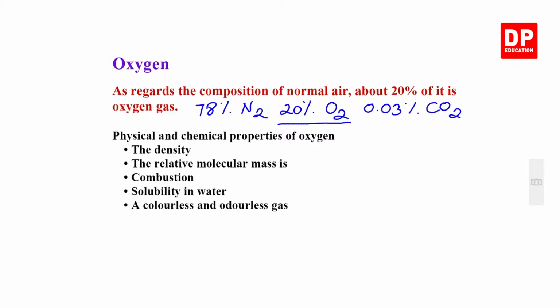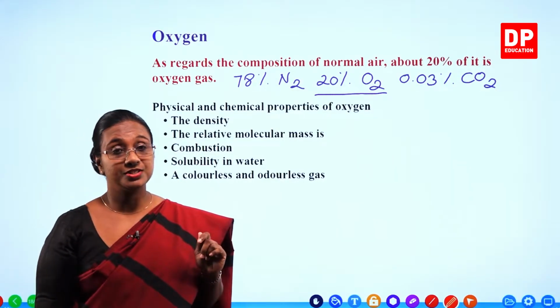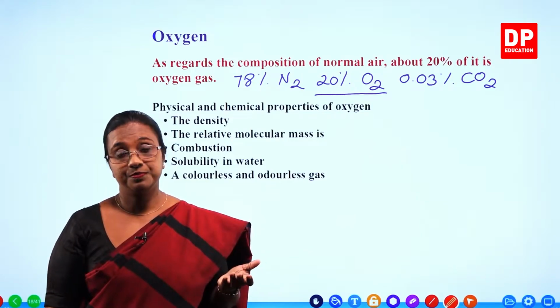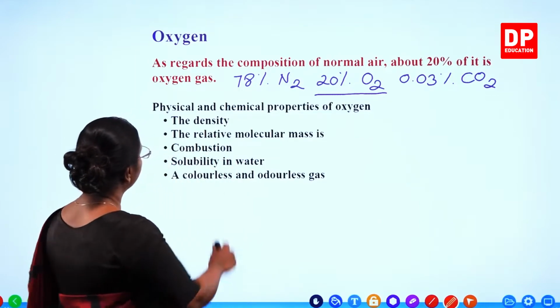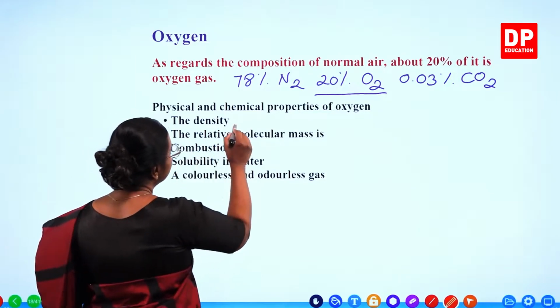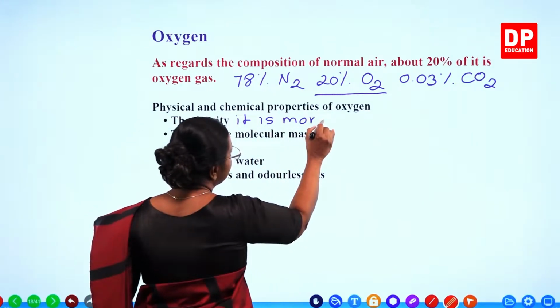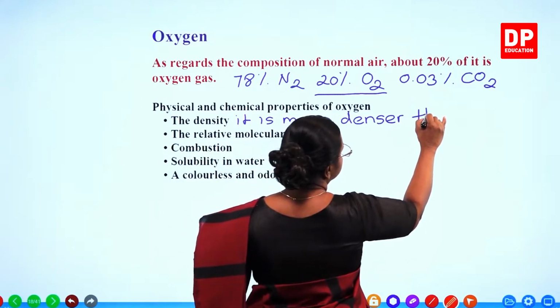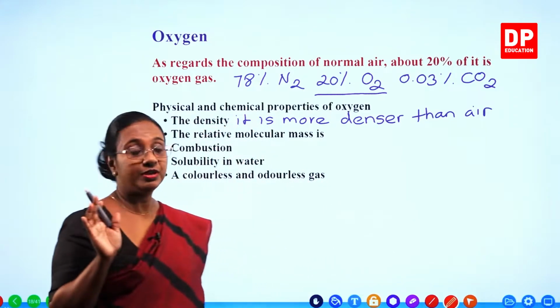So students, if we look at the physical and chemical properties of oxygen, first we will consider the density of oxygen. Now oxygen is more dense than air. Oxygen is more dense than air. So that is the first property. When we consider the density, it is more dense than air. That is the first property that you need to know.